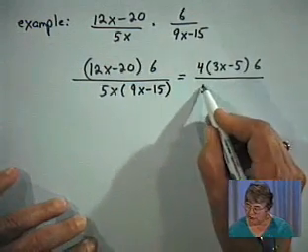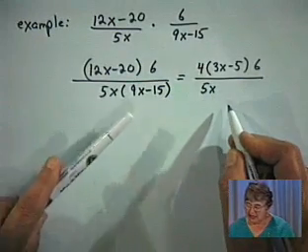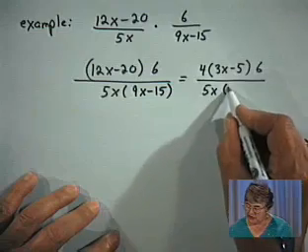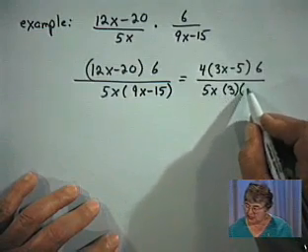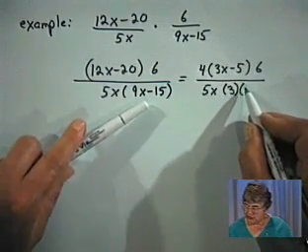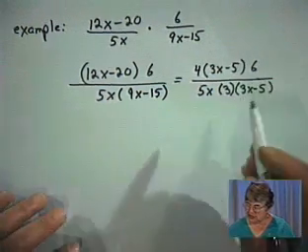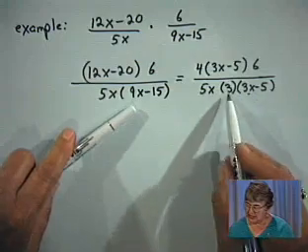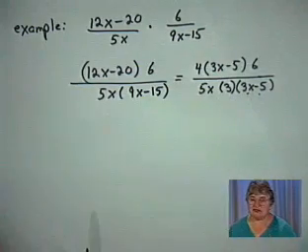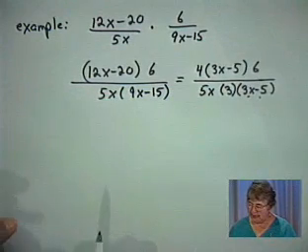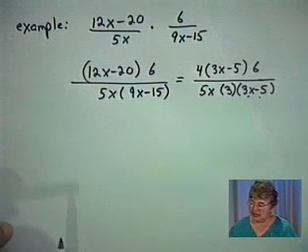For the denominator, we're going to have a 5x, and now the 9x minus 15, they both have a 3 in common, so let's factor out the 3, and so we can say 9x minus 15 is 3 times 3x minus 5. Once again, check your work. 3 times 3x is the 9x, 3 times negative 5 is the negative 15. It really pays to check your work each step of the way. All right, so now we've got it in factored form.